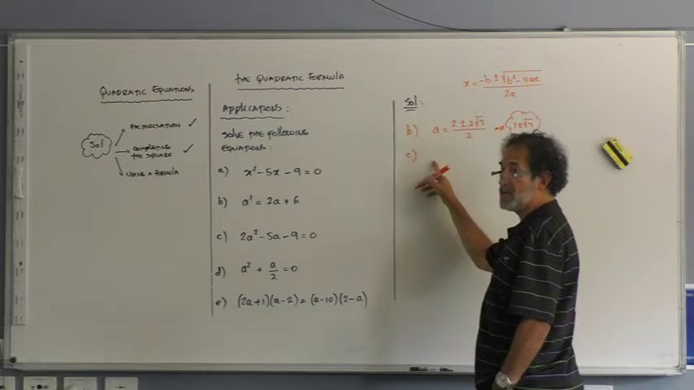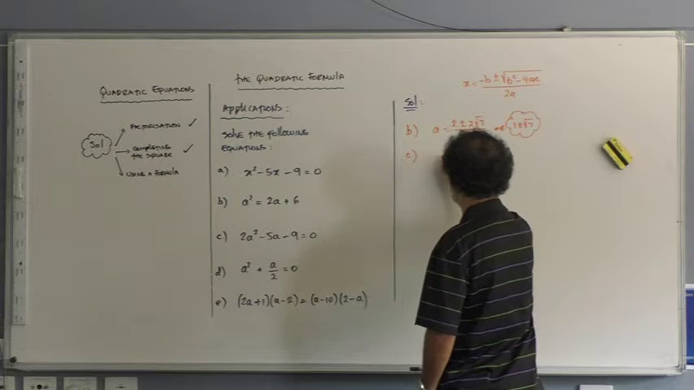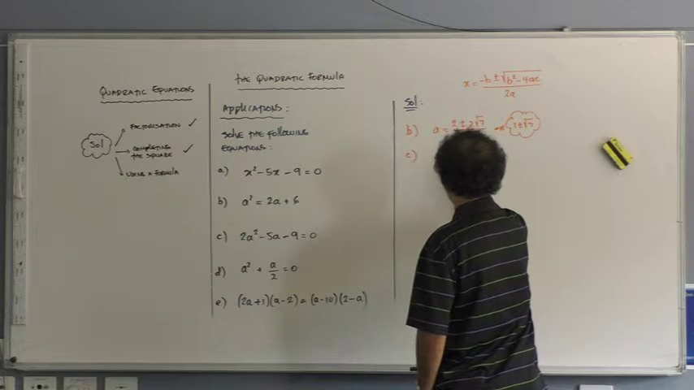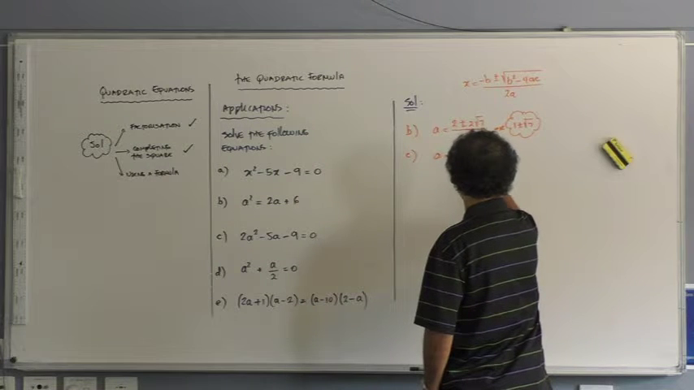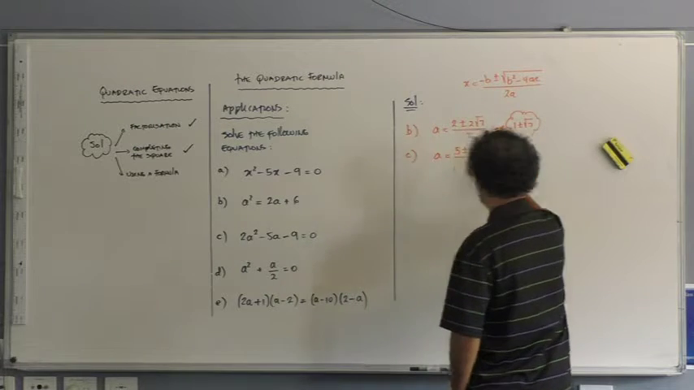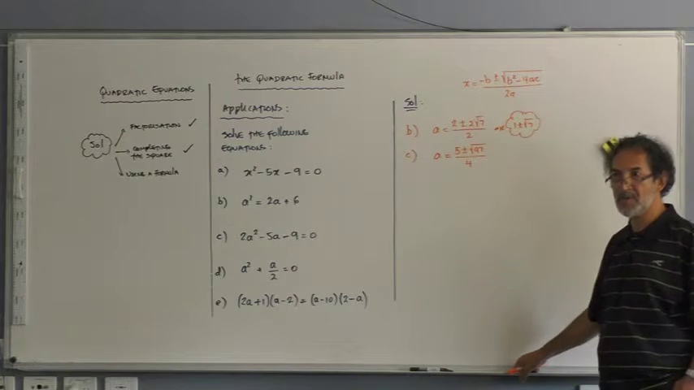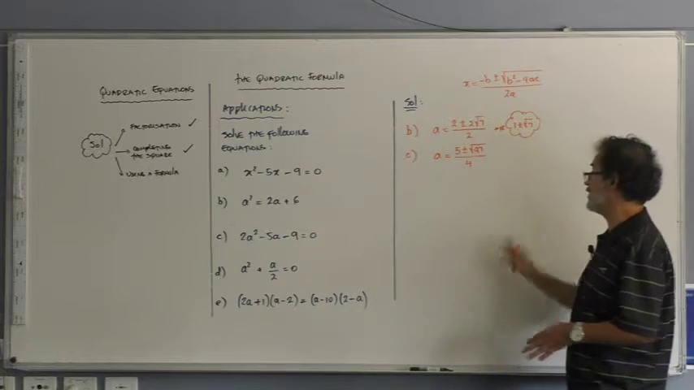Okay, Sarah, what was the answer for this one? a equals 5 plus or minus the square root of 97 over 4. Can we simplify the square root of 97? No. Okay, so that's it.